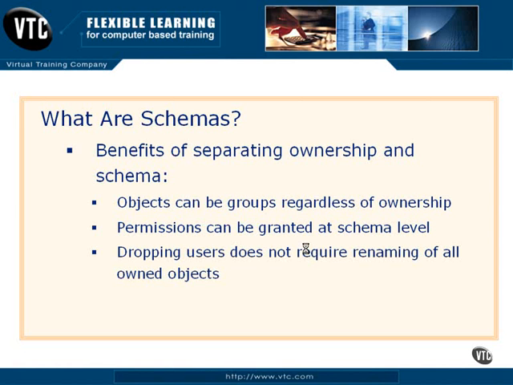Now, the third reason: dropping users does not require renaming of all owned objects. Let's say Frank owns 27 tables. We catch up with what Frank's been doing, we fire Frank, and guess what? We've got to go rename all those tables, because Frank's the owner of them, and Frank's no longer going to be a valid user in our database. So this takes care of that. Separating ownership from these objects greatly enhances our ability to manage them and secure them.